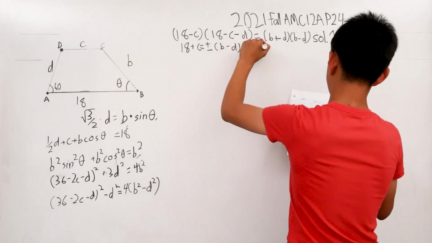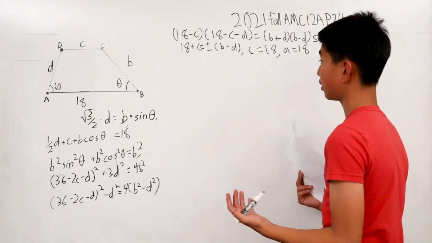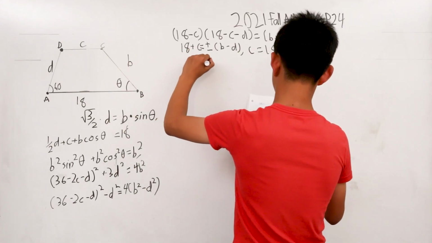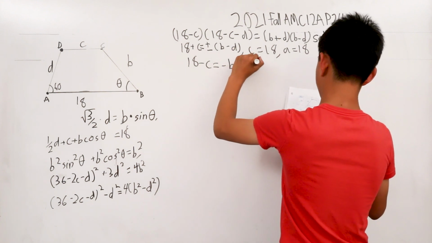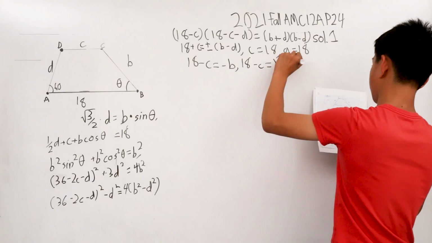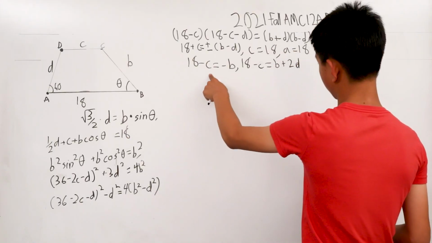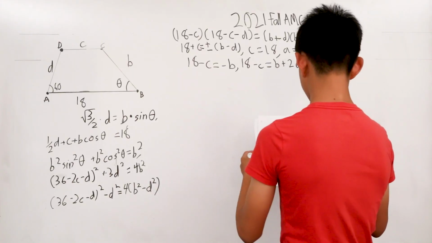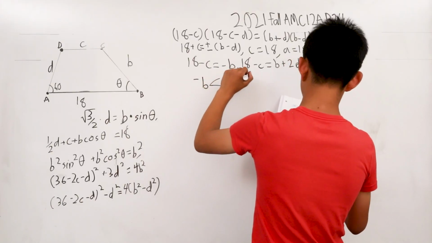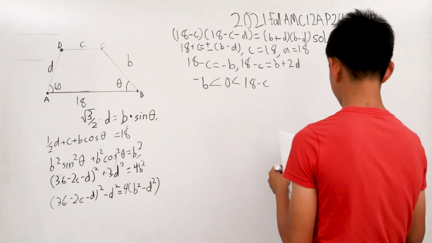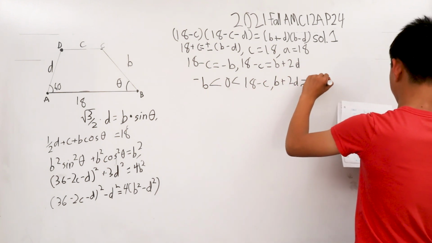Therefore, this means that c is 18 and a is equal to 18. So there is now a new equation which we can write: 18 minus c is the negative of b, and therefore 18 minus c is equal to b plus 2d. But let's see if this equation actually checks out. This equation is actually false, as negative b is clearly less than 0, and 0 is less than 18 minus c. So the second one's also false, where b plus 2d is greater than the absolute value of b minus d.